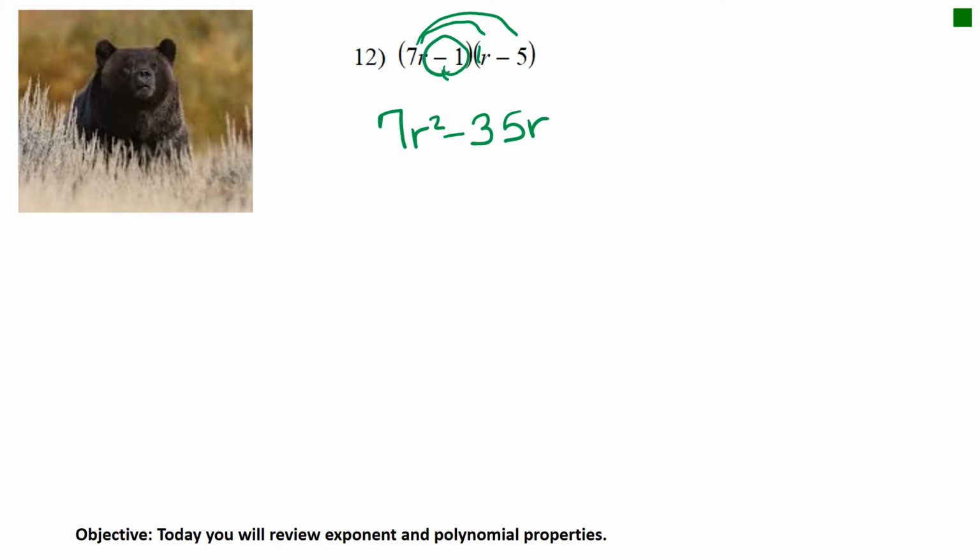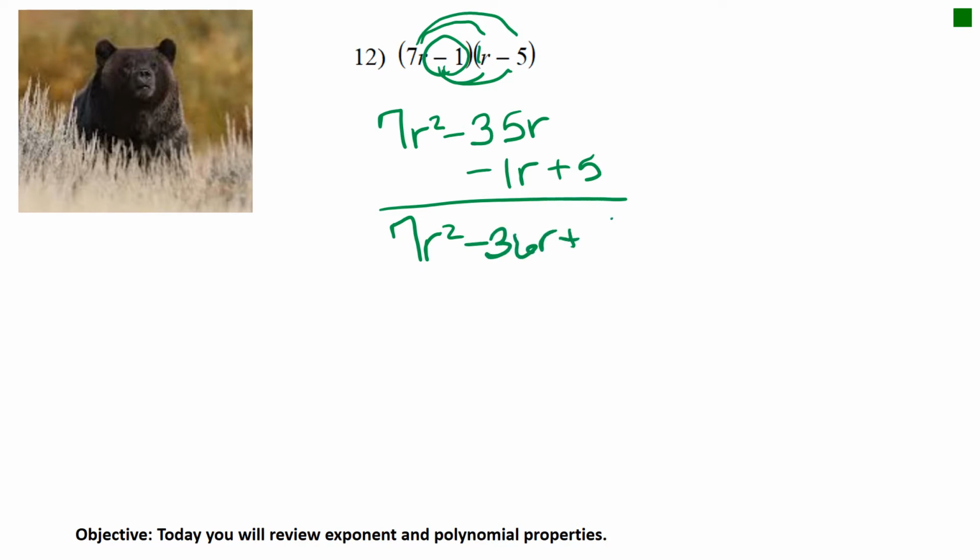This is a negative 1. Negative 1 times 1 is negative 1, and that's the r column. Negative 1 times negative 5 is positive 5. Combine like terms, and that just means we're adding the coefficients. Keep the variable terms the same.